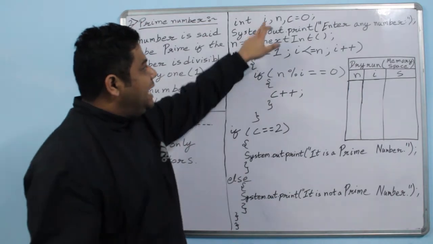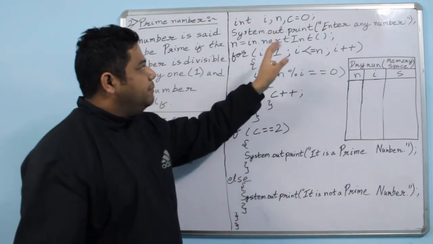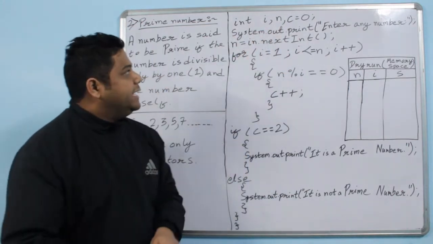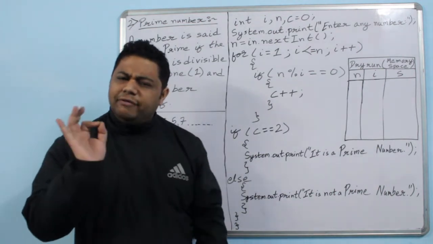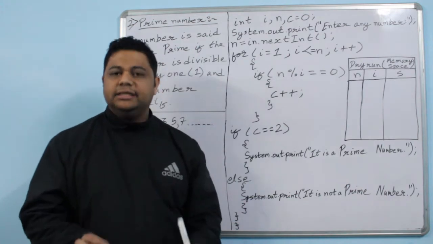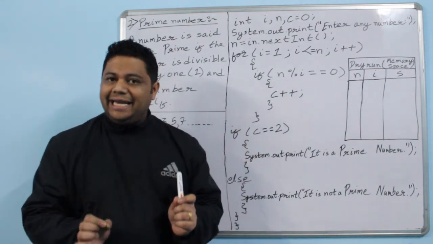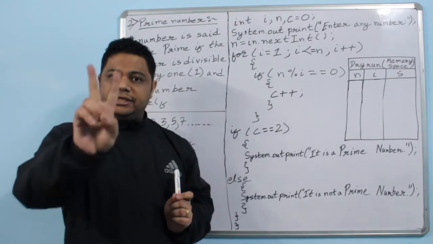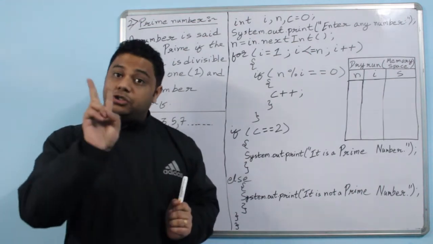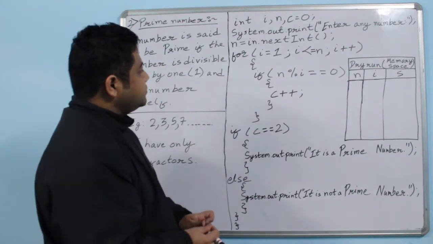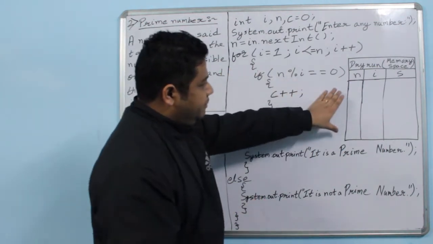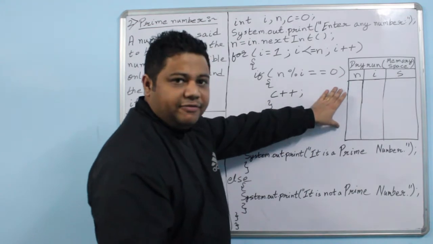I have taken I for the loop, n is for the number, and c over here I have taken for the counter. So c is the counter variable. It will count the number of factors a number n has. So if the number of factors is 2, it is a prime number. If it is not 2, it's not a prime number. So over here, I have made this diagram. With the help of the diagram, I will be explaining it.